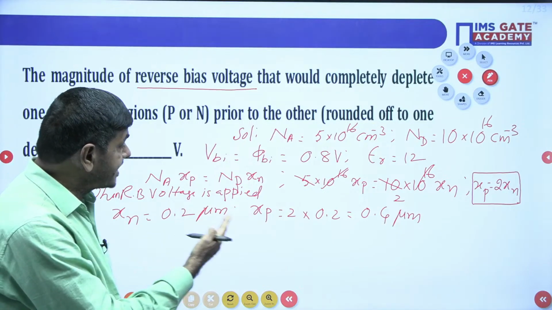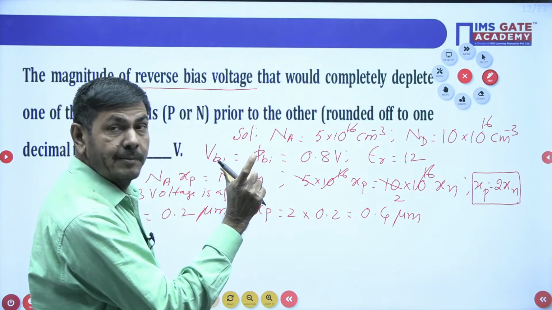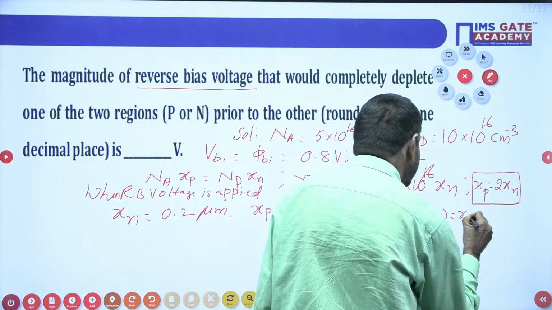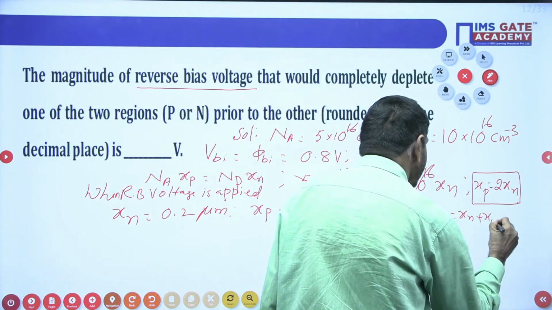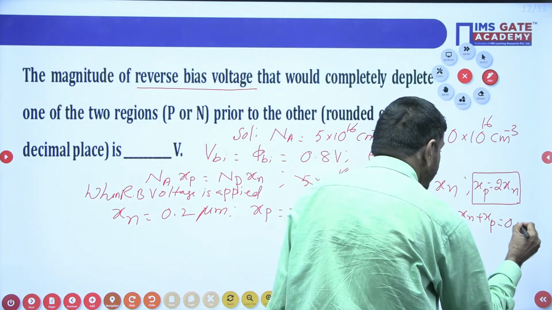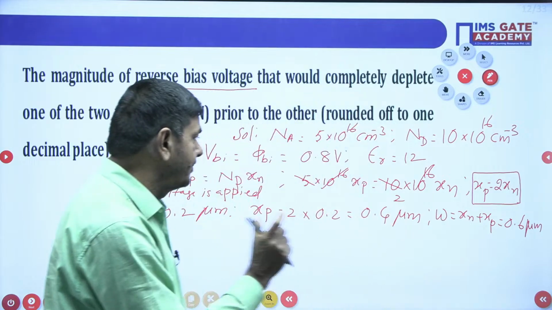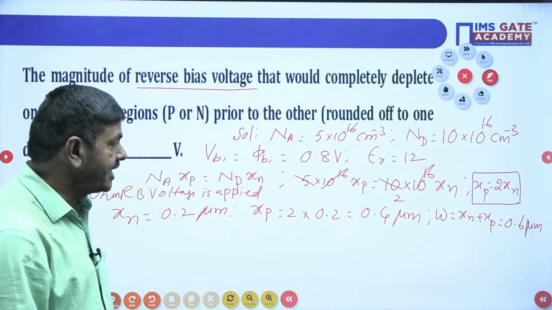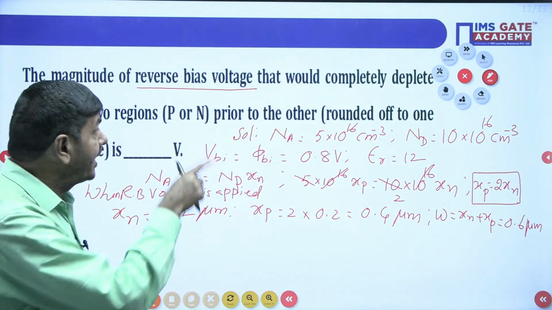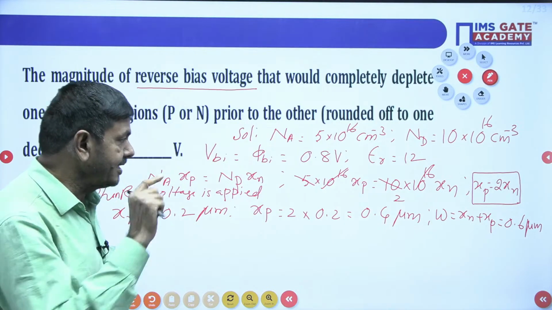If XN plus XP are added, we get the total width of the depletion region. What is the total width? Total width is XN plus XP, that is 0.4 plus 0.2, which comes to 0.6 micrometers. Yes, we got the total width. I got this width whenever reverse biasing is applied. Catch my point: when the reverse biasing is applied.